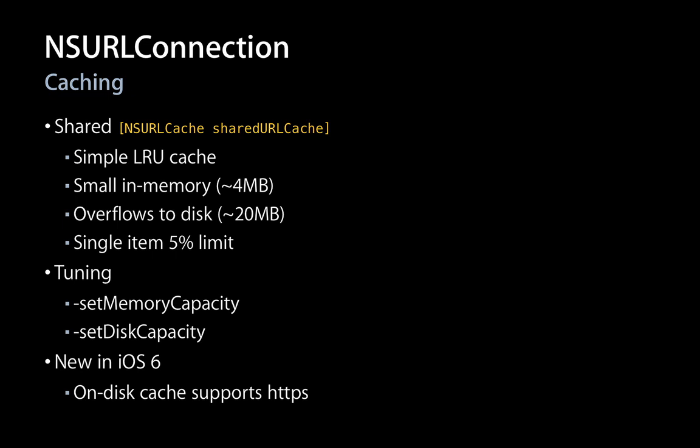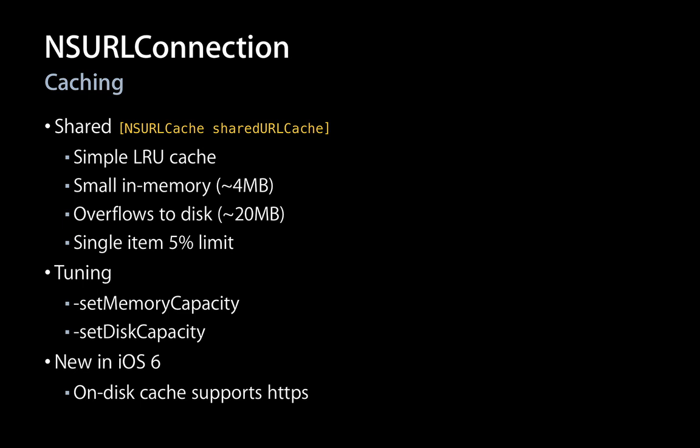There's a small in-memory cache that's about 4 megabytes, and that overflows into about a 20 megabyte on-disk cache by default. There's a limit that a single item in the cache can't take more than 5% of the cache. Your application has a chance to do some tuning. You can set the memory capacity as well as the disk capacity. We recommend that you use tcpdump and watch the traffic. Go ahead and run your application through a typical workload and see if it's requesting the same resources over again. If it is, increase the cache until that no longer happens.